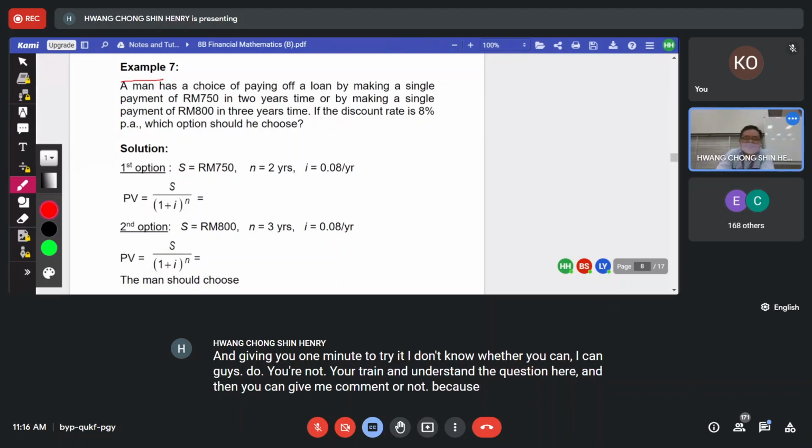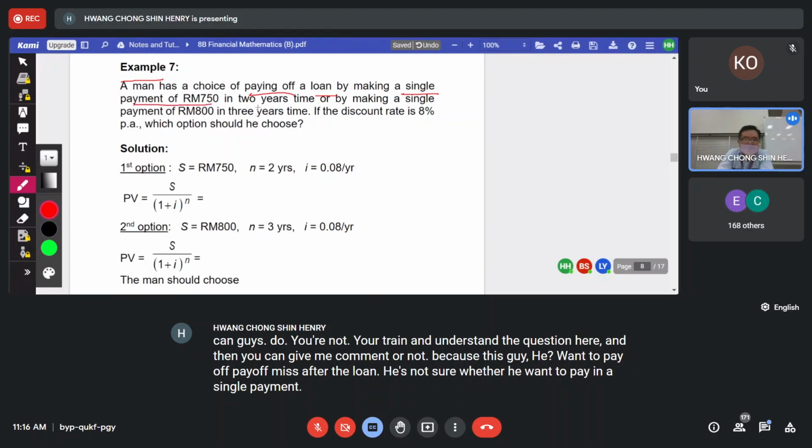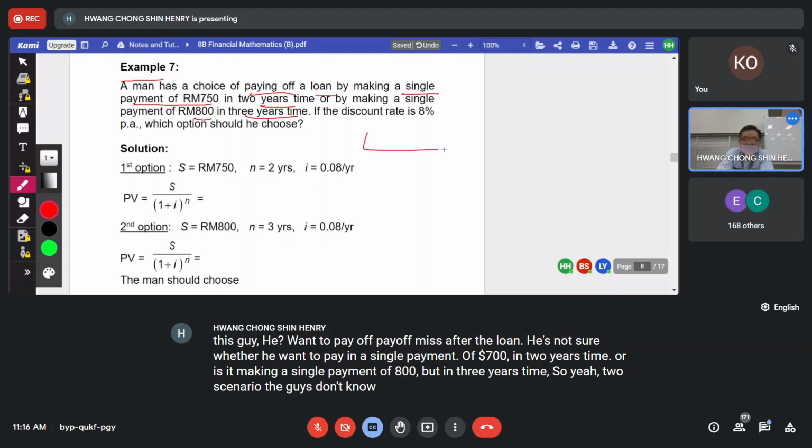Because this guy, he wants to pay off, means settle the loan. He's not sure whether he wants to pay in a single payment of 700 in 2 years' time, or is it making a single payment of 800 but in 3 years' time? So you have two scenarios. The guy doesn't know what to do.